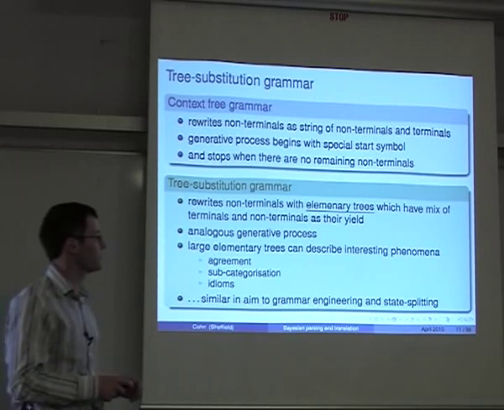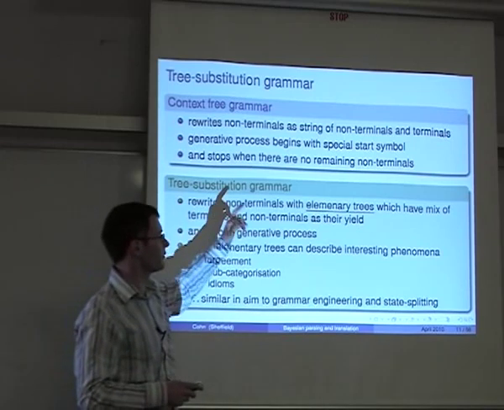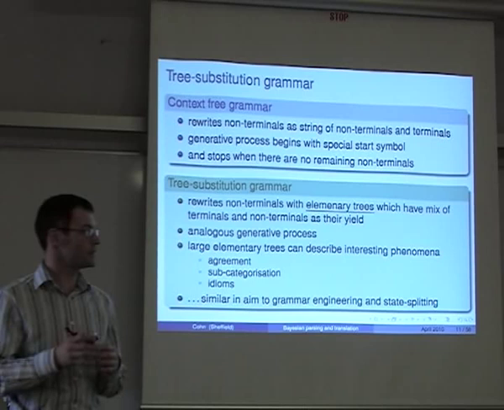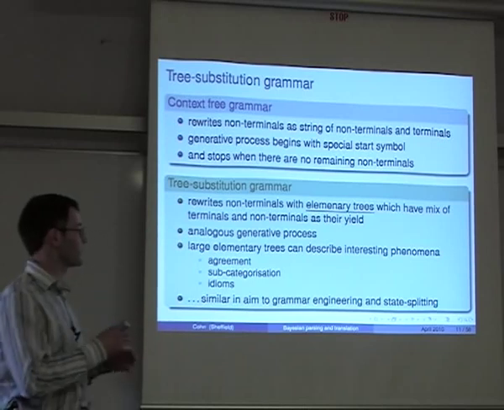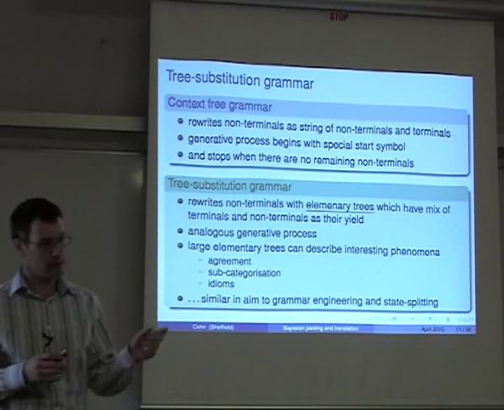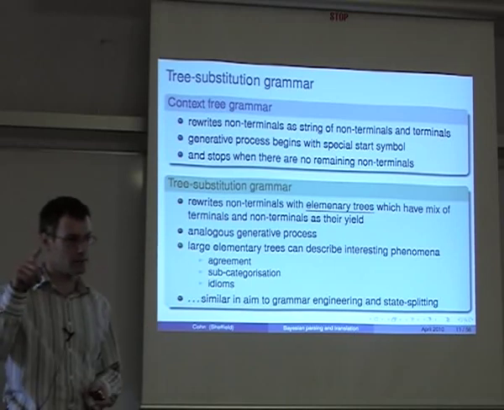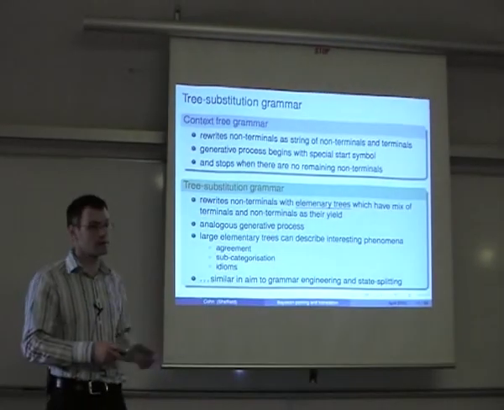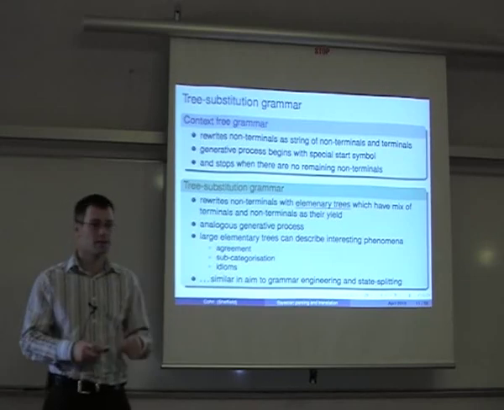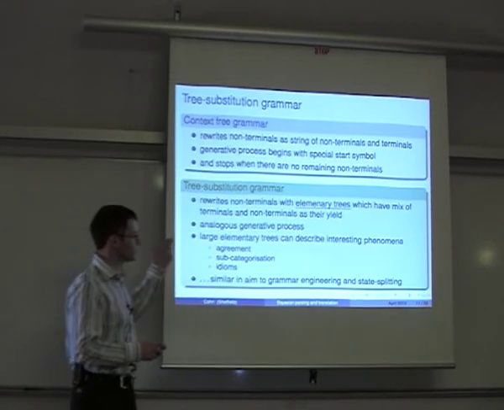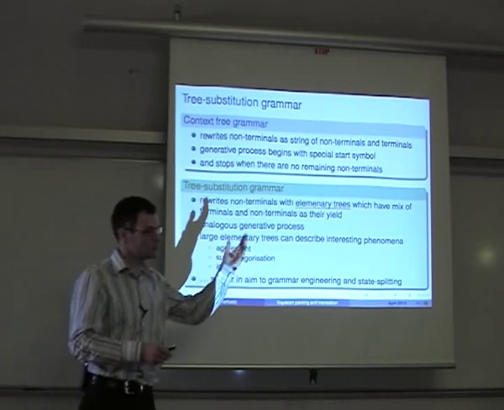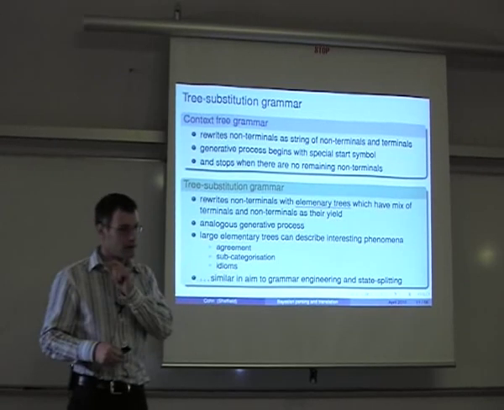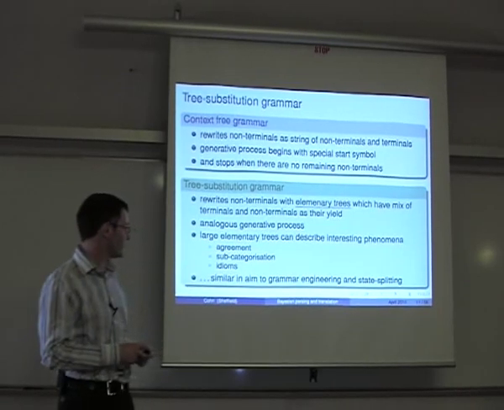A tree substitution grammar does something similar, except in each case it rewrites non-terminals with elementary trees, so they're larger fragments. And these trees can be any tree structure. They can have a mix of terminals and non-terminals as their yield. So if you read off all the leaves of these elementary trees, you can have non-terminals and you can have terminals. So in fact, a context-free grammar is a special case of a tree substitution grammar. The generative process is essentially the same. You rewrite a symbol using a production, and then you rewrite the non-terminals that are remaining in the frontier of your tree that you're creating.